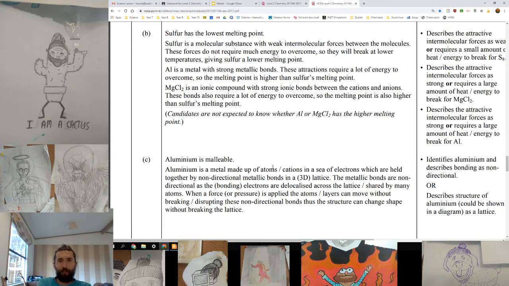Which are held together by non-directional metallic bonds in a 3D lattice. The metallic bonds are non-directional as the bonding electrons are delocalized across the lattice, shared by many atoms. When a force is applied, the layers can move without disrupting these non-directional bonds. Thus, the structure can change shape without breaking the lattice. What a great answer. So yeah, I hope that explains why that happens and it kind of makes sense.